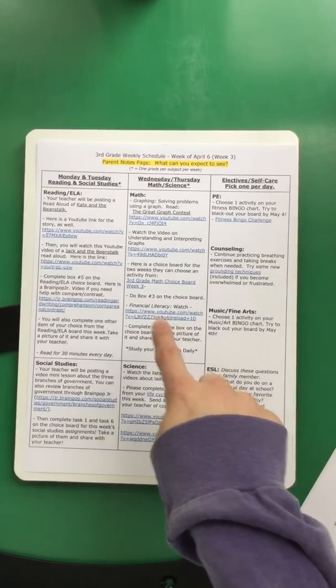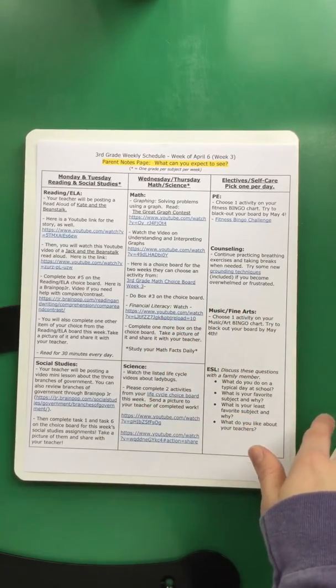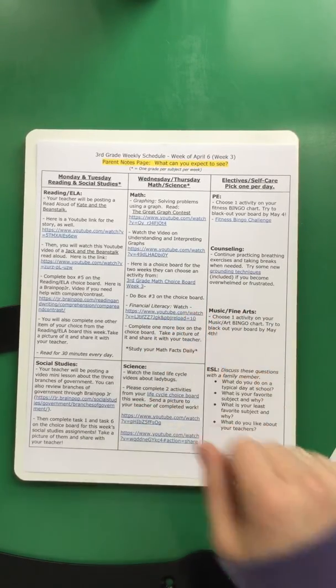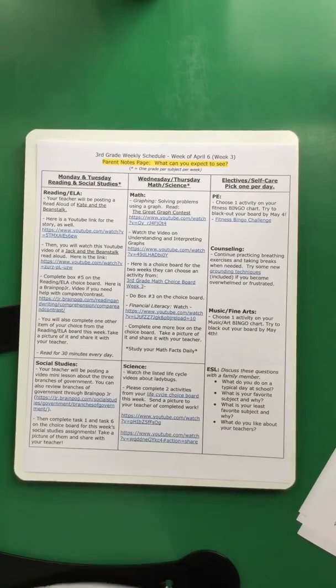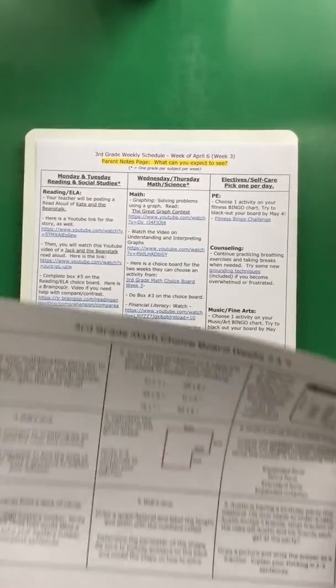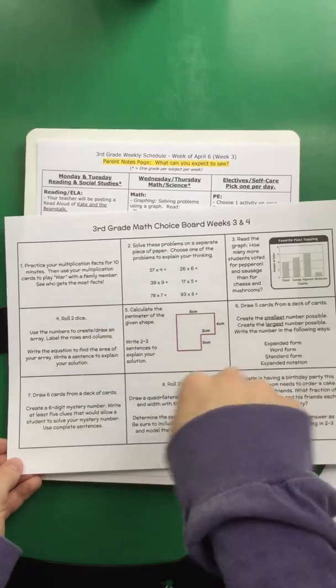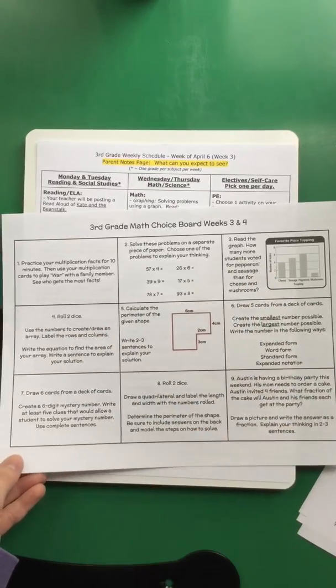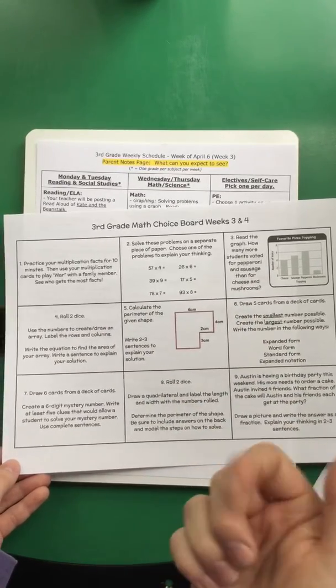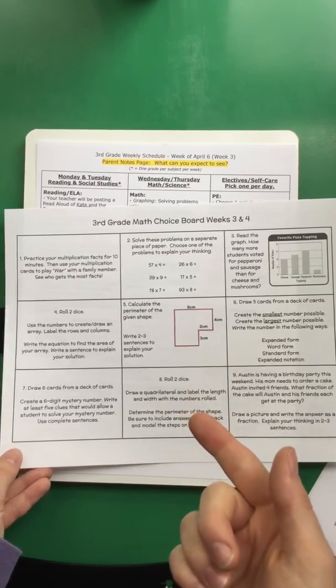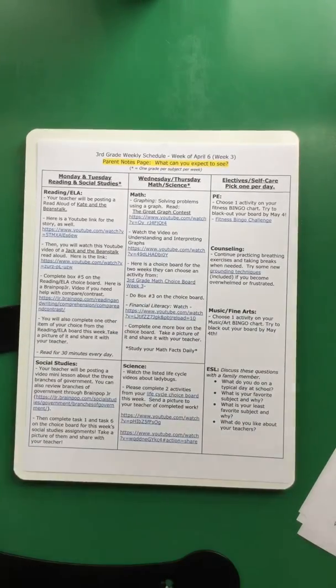And a financial literacy video just to watch. There's nothing that you have to actually do other than just watch that video as a review. Study your math facts daily and then complete one more box on the choice board. So you can pick any other box after you've done number 3. And once you've done those, go ahead and send me a picture of your work with your answer circled. That way I can give you some feedback on that.